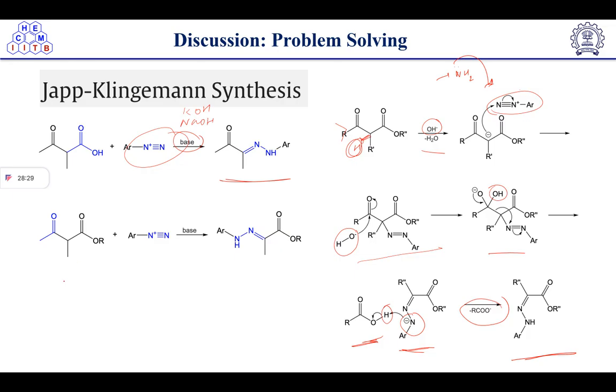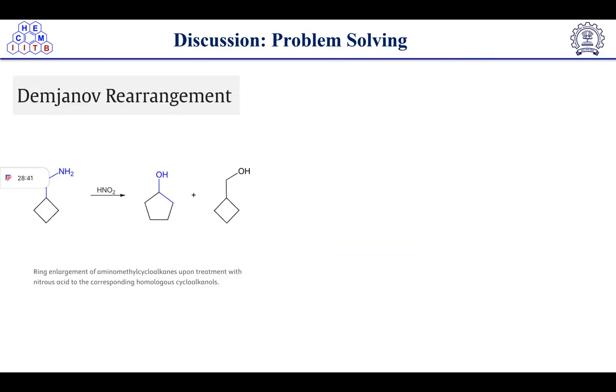You can solve the other question by yourself, which will follow the same mechanism, just for your practice. Okay. Now the next thing is rearrangement, the Demjanov rearrangement. This is a type of rearrangement but involves diazo formation. That's why I have included this reaction here. Okay, Demjanov rearrangement.